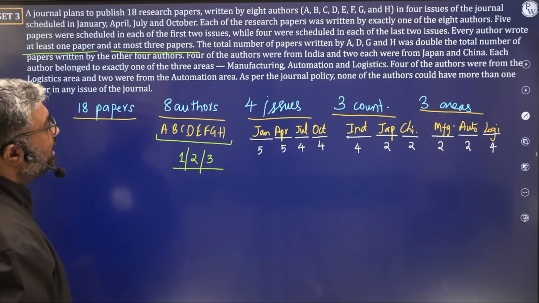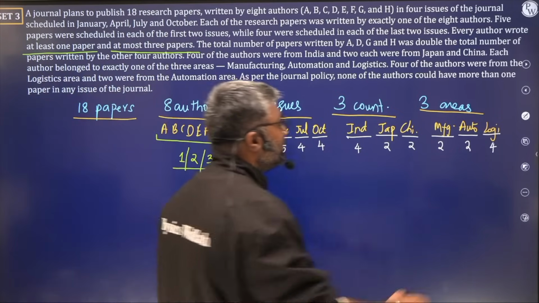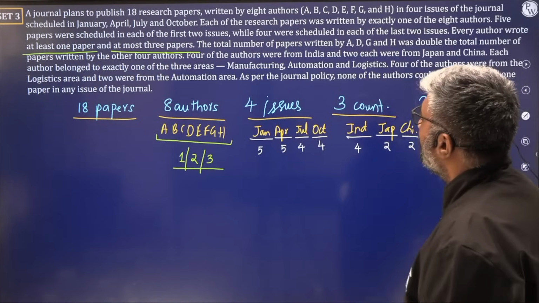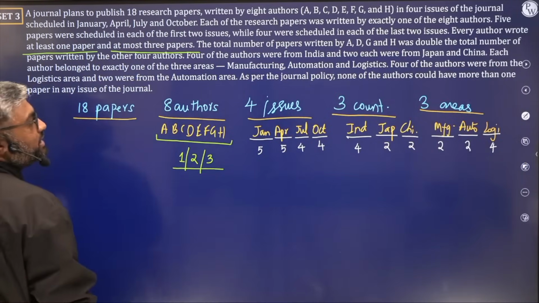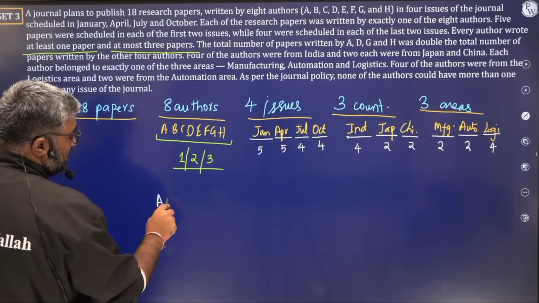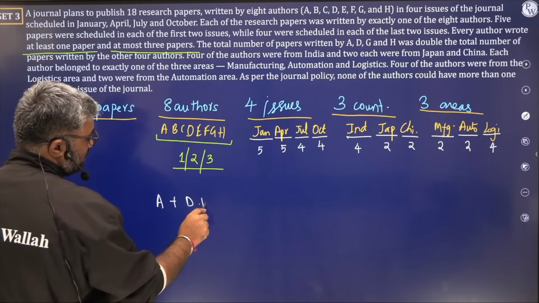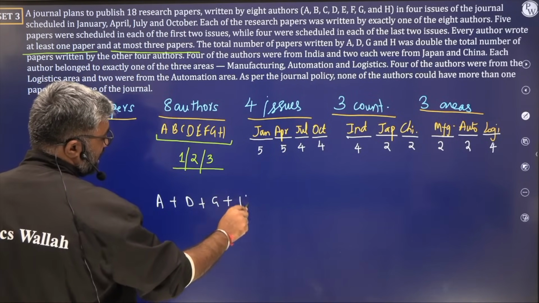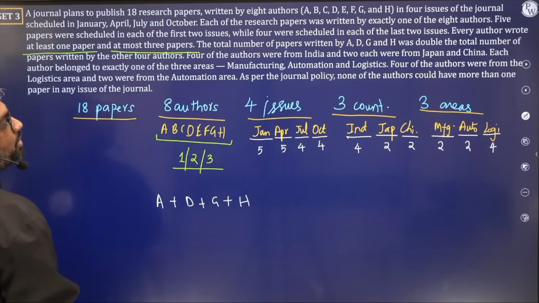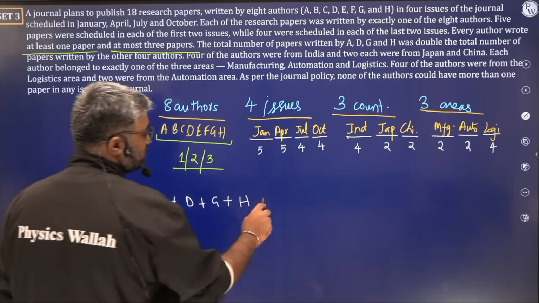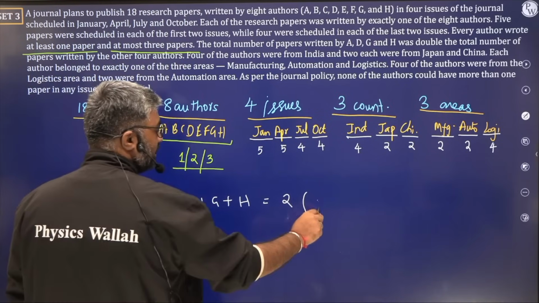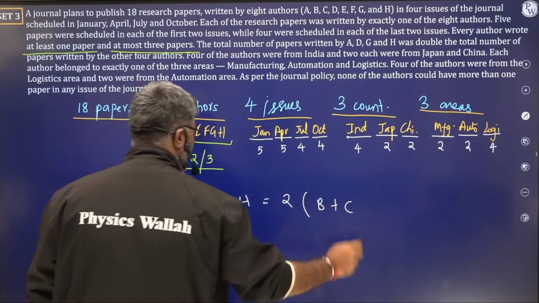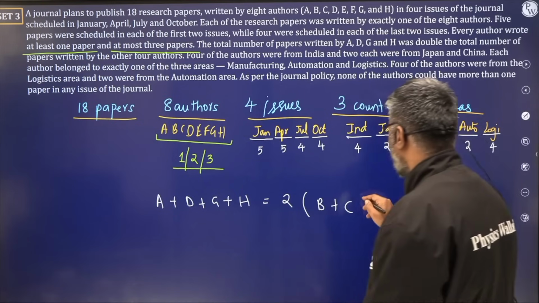This is one thing that you understand from here. And we also have an equation here. They're saying the total number of papers written by A, D, G, and H was double the total number of papers written by the other four authors. This is double of the other four. So who are remaining? B, C, E, and F.